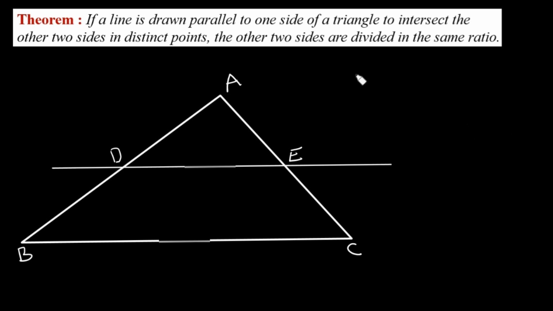As per the theorem, what do we need to prove? We need to prove AD by DB must be equal to AE by EC. When you draw a parallel line to BC that cuts the other two sides at D and E, then the two sides divide into the same ratios. That means AD by DB equals AE by EC. This is what we need to prove.